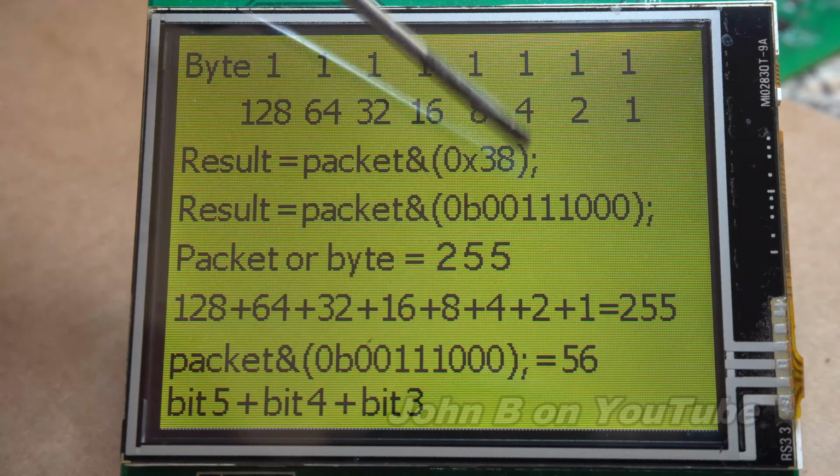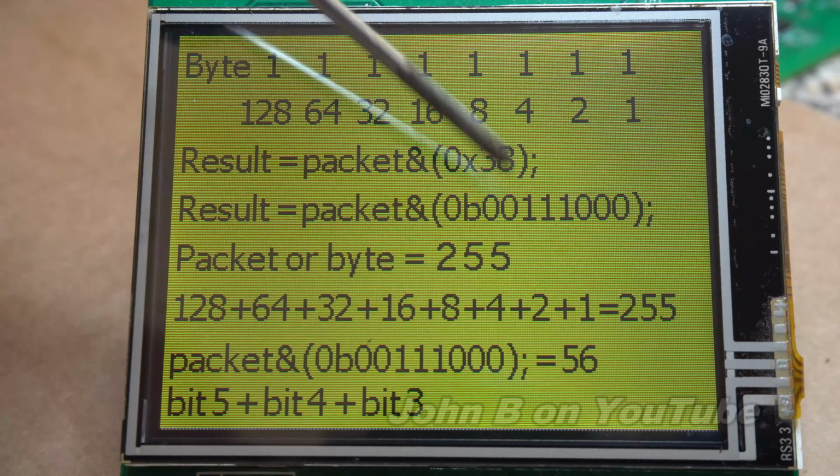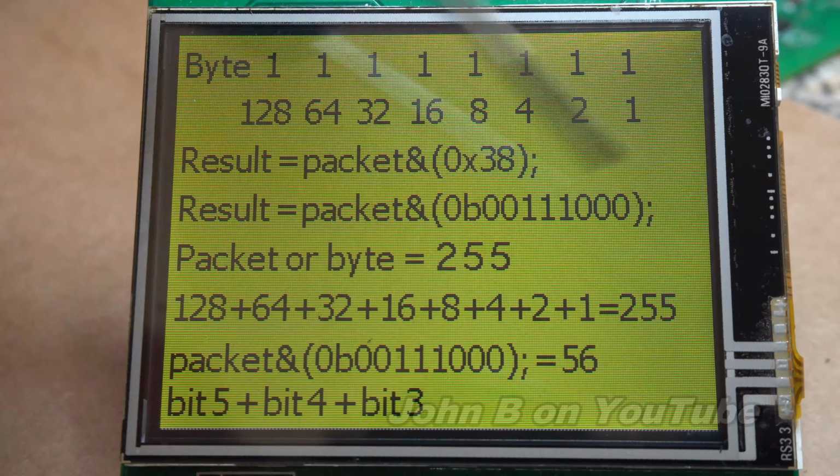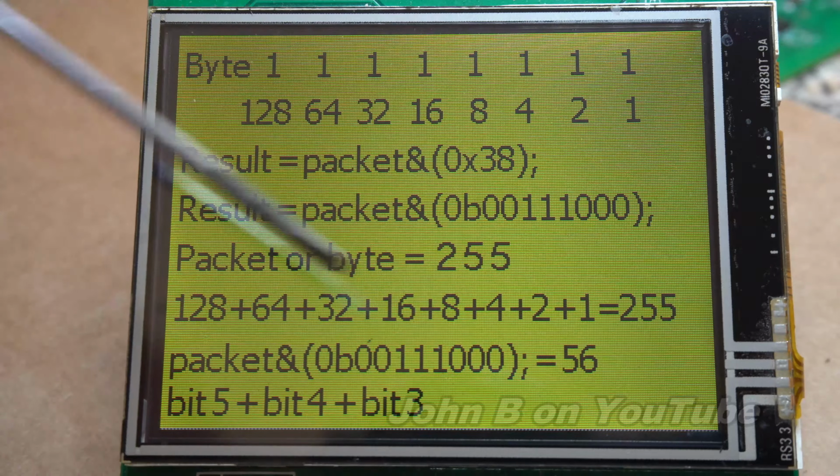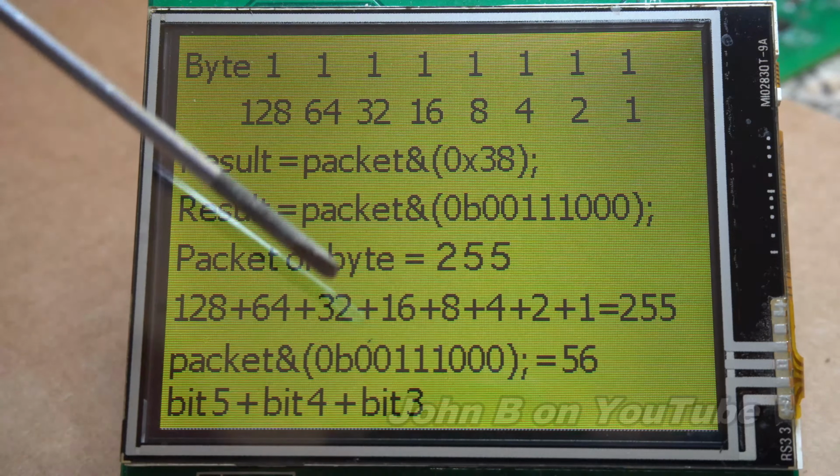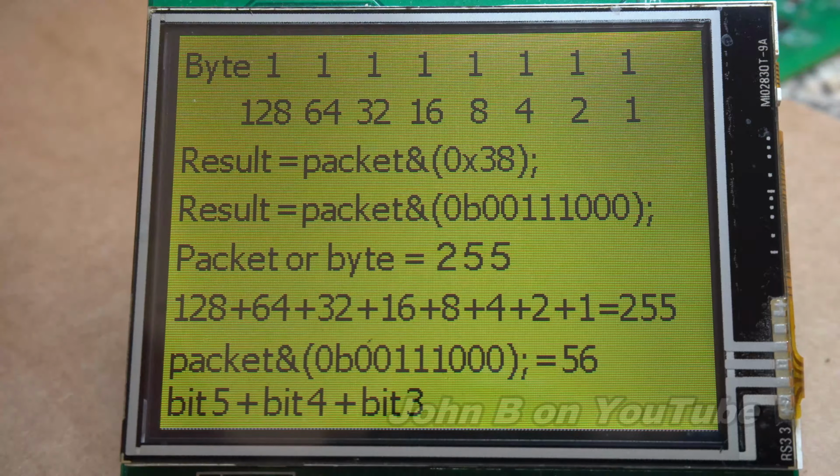Just selecting these bits here, bit 3, bit 4, bit 5 in the byte. So bit 3, bit 4, bit 5 equals 56. So bit 3, 0, 1, 2, 3, we've got an 8, a 16 and a 32. Add those 3 bits up, you'll get 56.